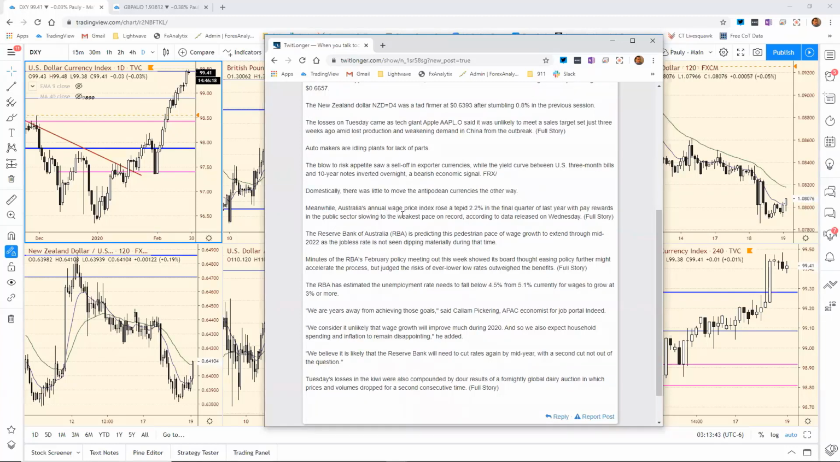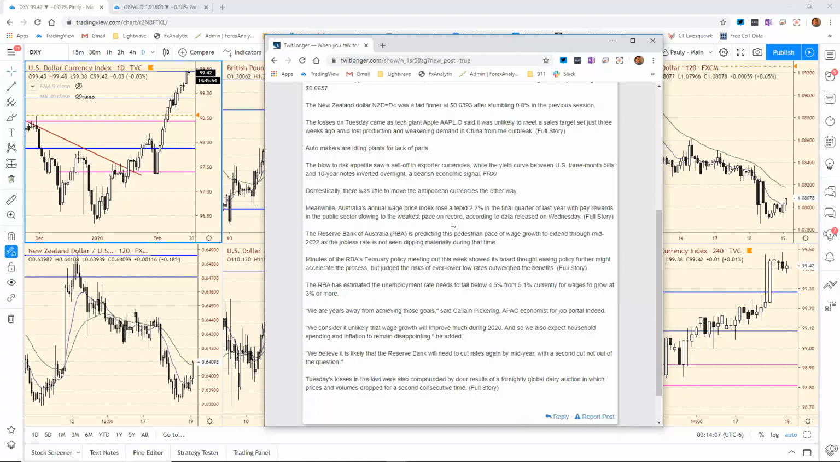Meanwhile, Australia's annual price index rose a tepid 2.2% in the final quarter of last year, with pay rewards to the public sector slowing to the weakest pace on record, according to data released on Wednesday. The RBA is predicting the pedestrian pace of wage growth to extend through mid-2022, as the jobless rate is not seen dipping materially during that time.